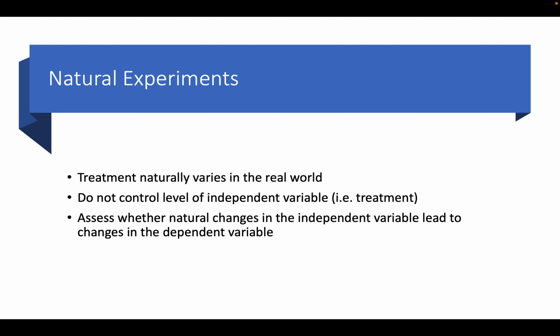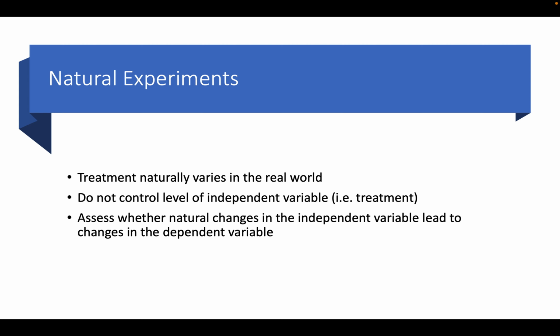This short podcast is on natural experiments in social science research. A natural experiment differs from a lab experiment and from a field experiment in that the treatment naturally varies in the real world. We do not control the level of that treatment or that independent variable. We instead assess whether natural changes in the independent variable lead to changes in the dependent variable.